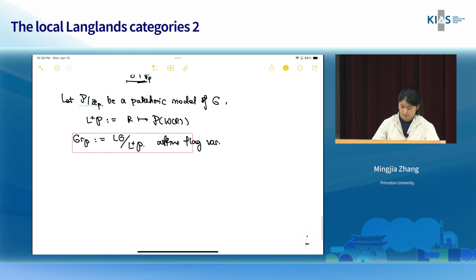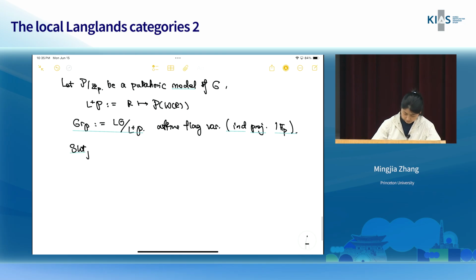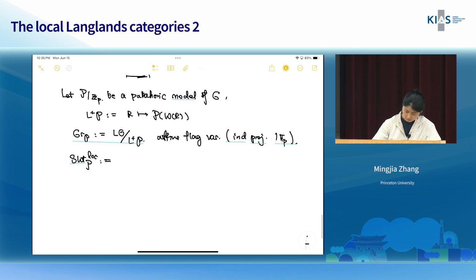So this will be an ind-projective scheme over FP. And this will be the source of this ind-PFP properness in the end. And then we can consider the moduli stack of local Stukas by taking an étale sheafification of the construction as before, but where you replace the sigma conjugation of LG by L plus P here.